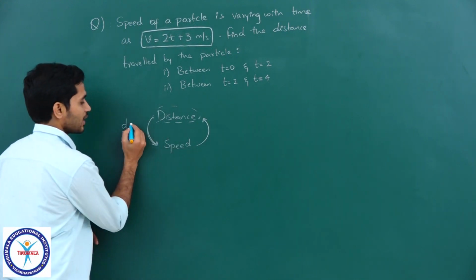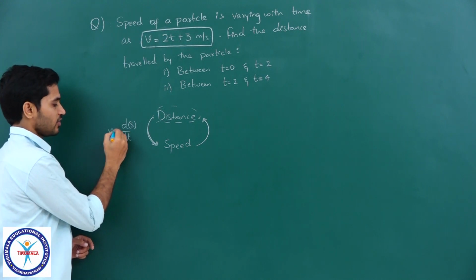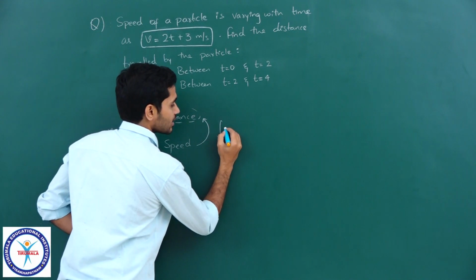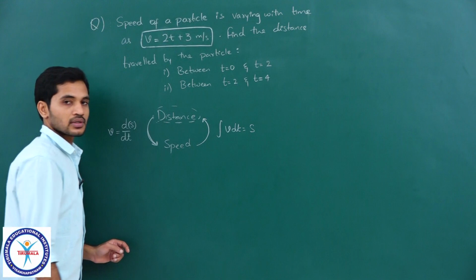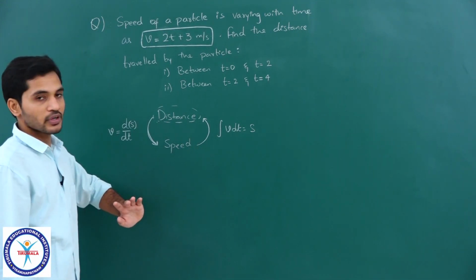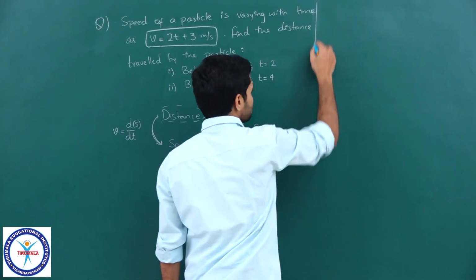So here, d by dt of s will give us v. And the reverse process: the integral of v dt will give us s. That is how we should understand it, clear students? So that is the idea. Now we are going to perform this operation, so let us calculate that here.